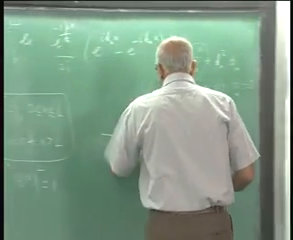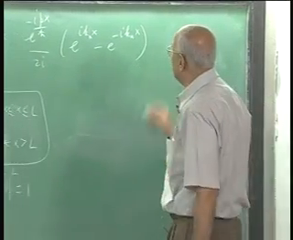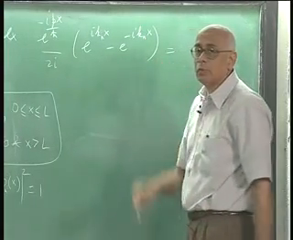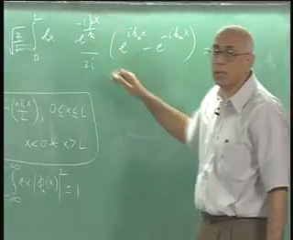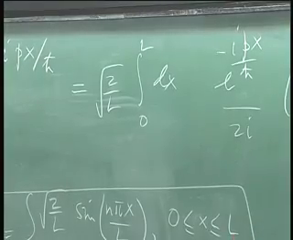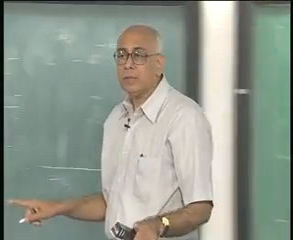So the consequence of this is that this fellow is not equal to a sum of two delta functions. It is some exponentials, you have to put the 0 here, you have to put the L here, and then you get a function. That function will extend from p equal to minus infinity to p equal to plus infinity.